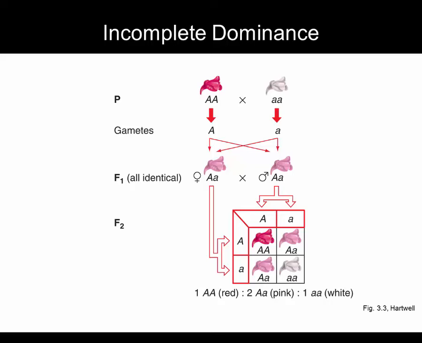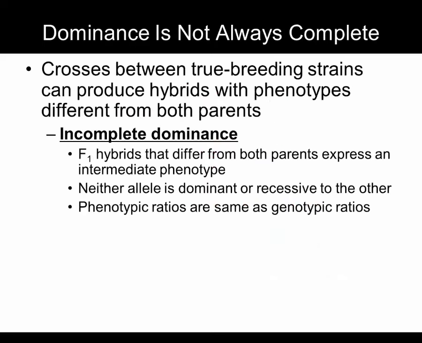The one twist is that the heterozygote can have a different phenotype than either homozygote. When the heterozygous phenotype is an intermediate of the two homozygous phenotypes, we call this incomplete dominance. In this situation, neither allele can be said to be dominant or recessive to the other. Since each genotype has a unique phenotype, the genotypic and phenotypic ratios will be the same.